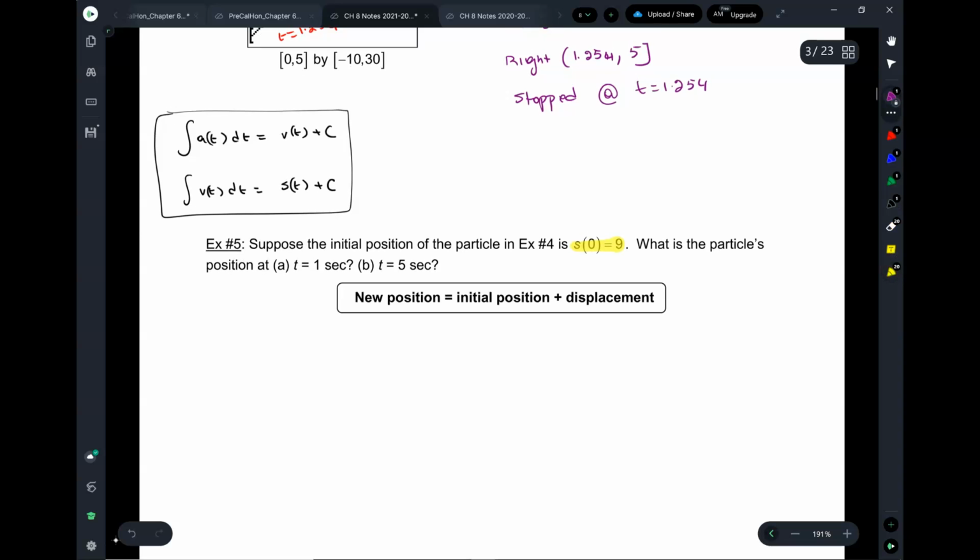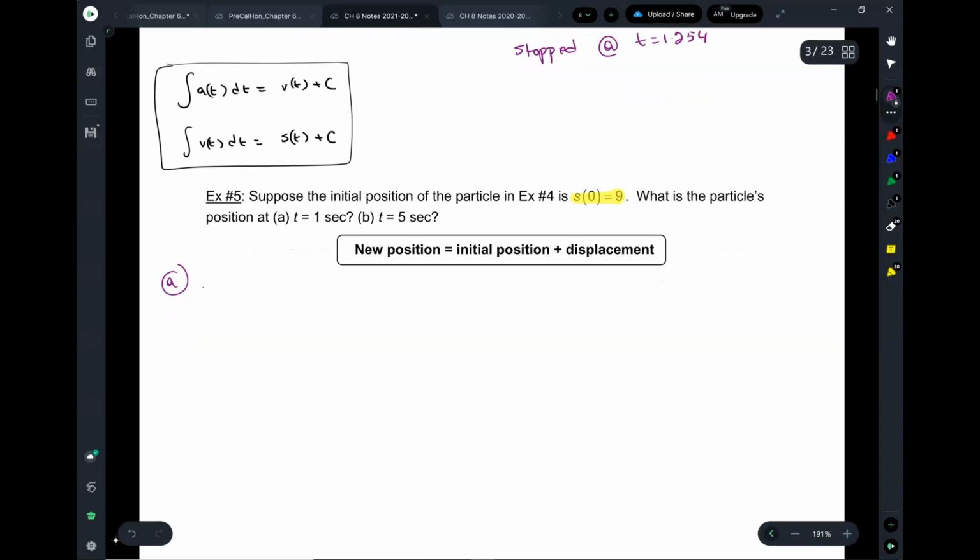For the answer you just got the v of t plus c and s of t plus c. How do we know that the c's would be the same? No, this isn't answers. I'm just writing how you get one from the other. Okay, so we want s of t.